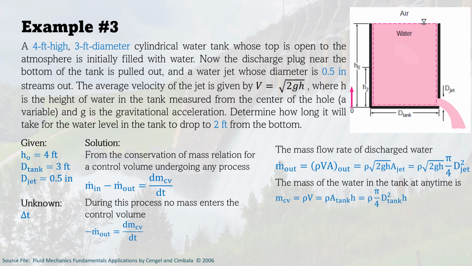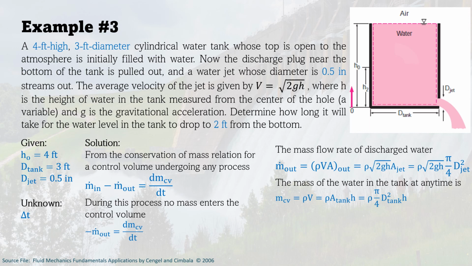The volume of the tank can also be written because it's a cylinder. So the volume of the cylinder is the area of the base, which is the area of the tank, multiplied by the variable height. The mass here is varying because it is changing depending on the amount of water, right? Substituting the area of the tank, which is just pi over 4 times the diameter of the tank squared, we have this mass of the water in the tank at any time. At any time, because h again is a variable, it's changing. The height of the water in the tank is changing.